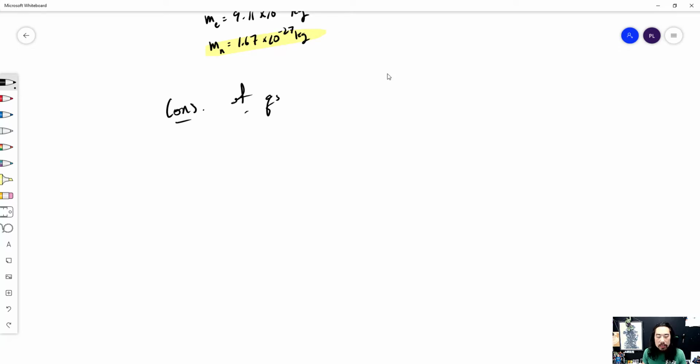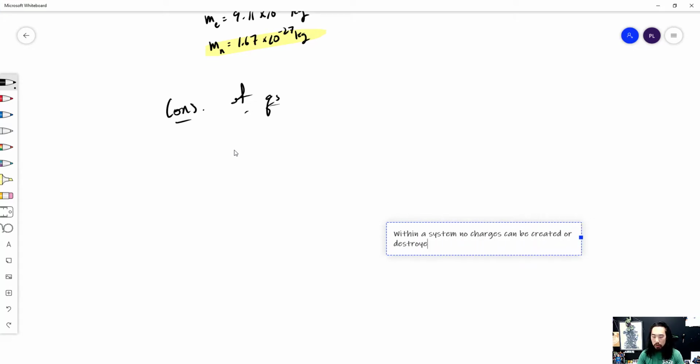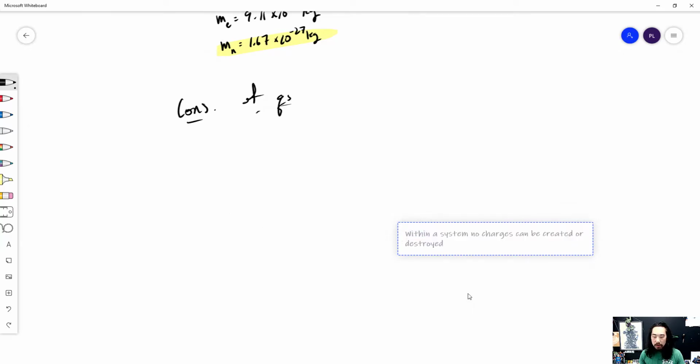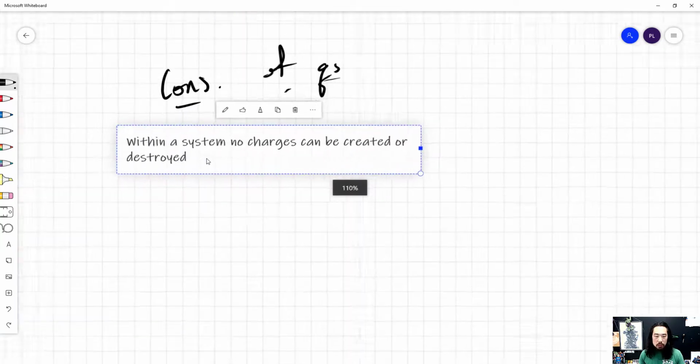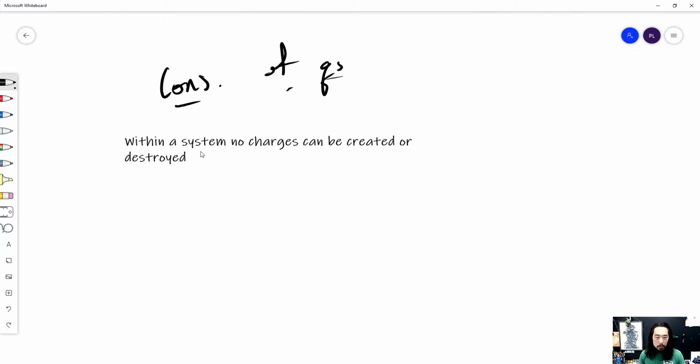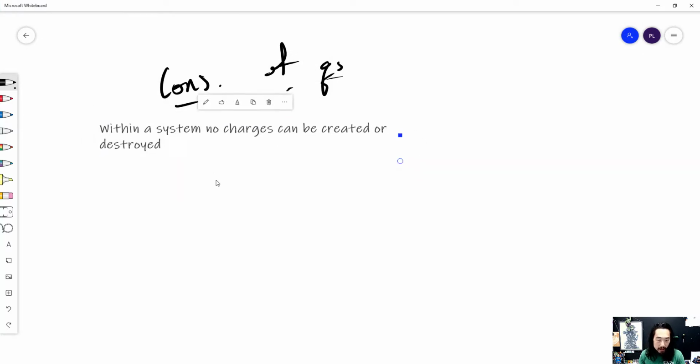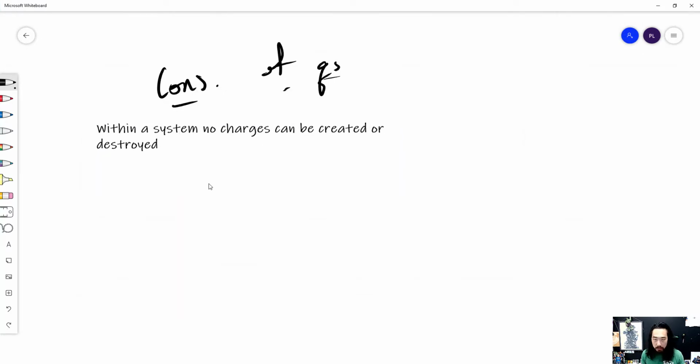Okay, so this states that in our universe or within a system, no charges can be created or destroyed. And you know what? Let's write that down. Within a system, no charges can be created or destroyed. Okay, and this is a very important law. This is one of our conservation laws. Much like the conservation of energy or the conservation of mass, the conservation of charges is relatively the same.